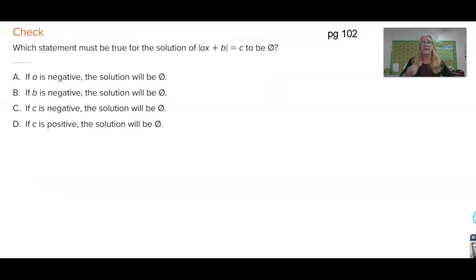All right, now they're asking it kind of backwardsy. See, and here's that circle with the line through it I was telling you about. What statement must be true for the solution of the absolute value of ax plus b equals c to be the null set? Well, just like the last example, the only way to get the null set answer is for c to be less than 0. Okay? So if c is negative, which is less than 0, the solution will be the null set. So the correct answer to this one was C.